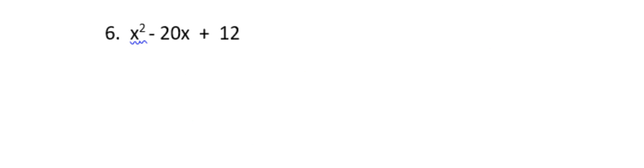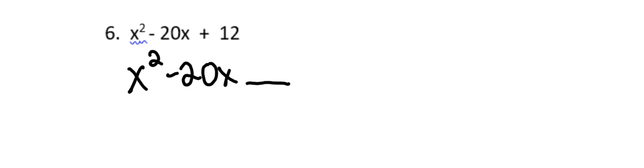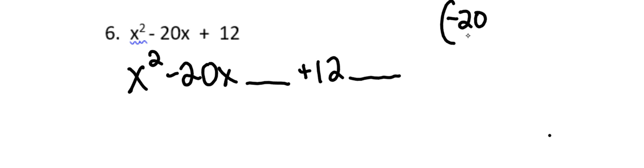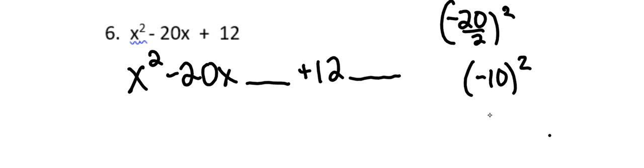Go ahead and try it. But here's number 6. Again, you can pause the video at any time to give yourself time to work. I don't do that. The longer we make these files, the less chance I have that they upload to YouTube. So x squared minus 20x blank plus 12. What goes in the blank? I have a -20 divided by 2, and I have to square it. -20 divided by 2 is -10, and squared is 100.